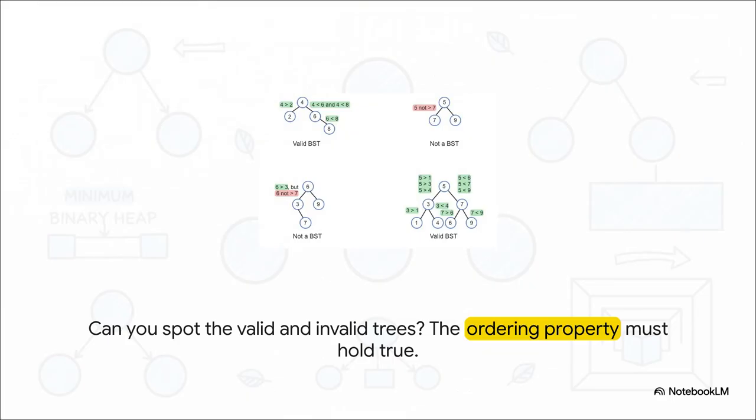Let's test this out. Look at the tree on the bottom left. The root is 6. Its left child is 3. Is 3 smaller than 6? Yep, we're good so far. But follow that same left branch down, and you hit a 7. Uh-oh. A 7 is larger than the root of 6, so it has no business being in the left subtree at all. That one violation makes the whole thing an invalid BST. If you check the others, you'll see the ones on the top left and bottom right are perfectly valid.